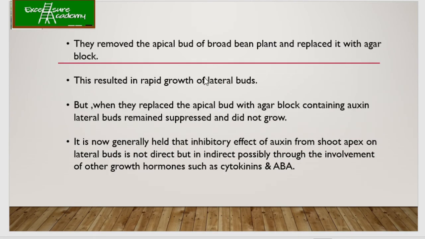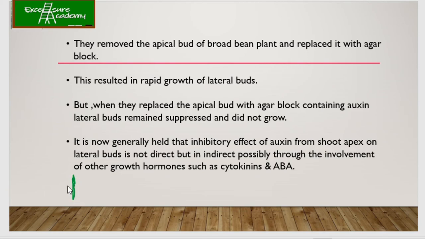So they remove the apical bud of the broad bean plant and replace it with the agar block. So what then they saw? They saw that there was a rapid growth in the lateral buds. So when they replace this apical bud with the agar block containing the auxin, the lateral bud again is suppressed and did not grow. So what they showed, first here there was the apical.